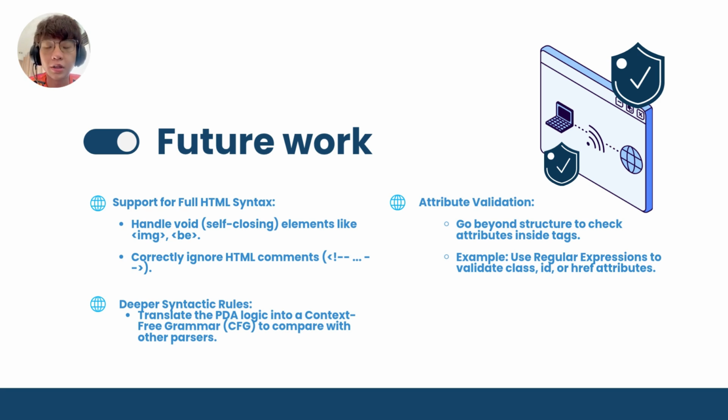While our current model is effective, there are several ways we can enhance its power. First, we can expand it to support the full HTML specification by correctly handling self-closing tags like image and ignoring comments. Next, we can add another layer of validation to check the attributes within the tags, ensuring they are formatted correctly. Finally, for more advanced analysis, we could translate our PDA model into a context-free grammar to compare its performance against other formal parsing techniques.